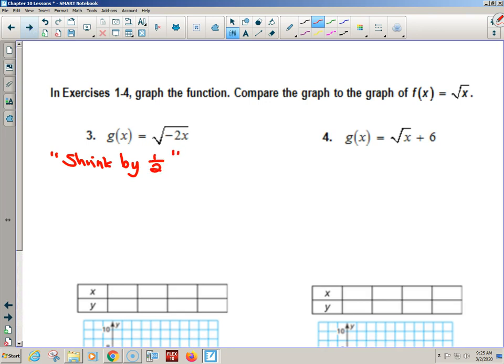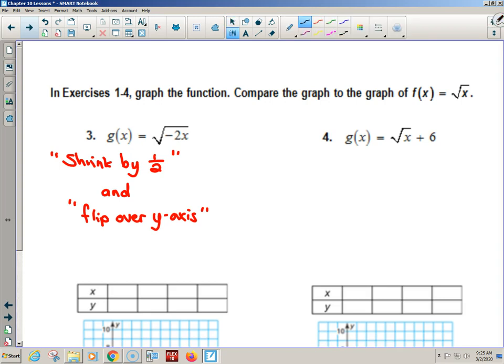But do you guys realize there's actually something else going on? There are 2 things going on. A flip across what though? Or over what? Yeah. I'm thinking in my head real quick. Because there's not just a 2 being multiplied, so that makes a shrink by 1/2, but there was also a negative.